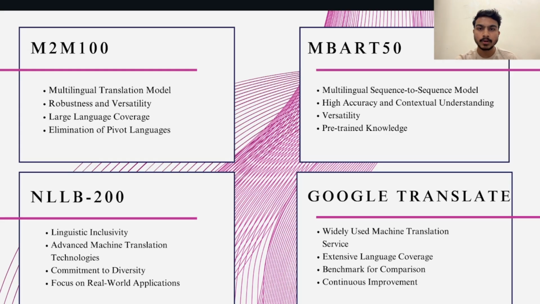Now, I will give a briefing about the models that were compared so as to understand why we chose them to be compared based on their characteristics. M2M100, multilingual translation model. This means M2M100 can translate between many different languages. Robustness and versatility. It's reliable and can handle a variety of translation tasks without breaking easily. Large language coverage. M2M100 can easily translate a wide range of languages, making it a good choice if you need to translate between uncommon languages. Elimination of pivot languages. Normally, translation might go through a middle language like English to translate between two others. M2M100 translates directly.